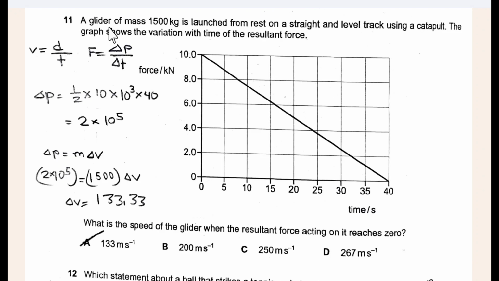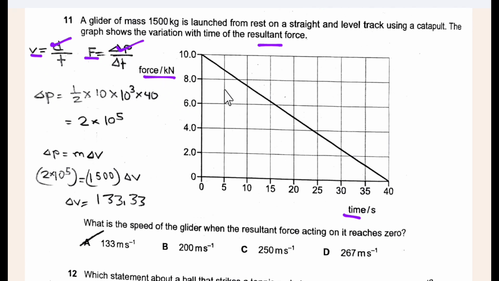Question number 11. A glider of mass 1500 kg is launched from rest on a straight and level track using a catapult. The graph shows the variation with time of the resultant force. Force against time graph. As we know, the area under the force against time graph is the change in momentum. Force is equal to change in momentum by change in time, and velocity is displacement by time, so area under the velocity time graph would give us displacement. So area under the force time graph would give us change in momentum.